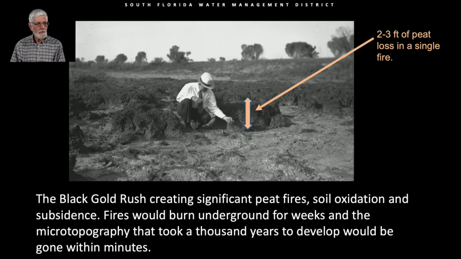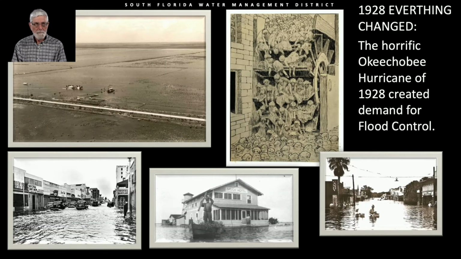The black gold rush created significant peat fires, soil oxidation, and subsidence. And what you see here in this image is 2 to 3 feet of peat that was just burnt away, and indicative of the type of environment that caused below ground peat fires that could burn for weeks at a time and remove organic matter that took 1,000 years to create.